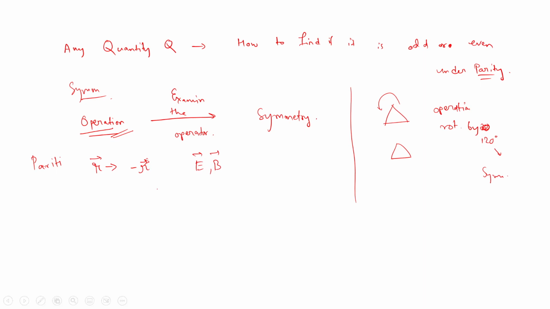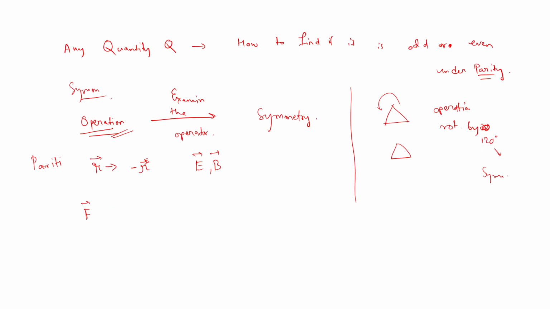Do you understand this concept? Yes, sir. Actually, it only shows the sign, negative and positive, right? In odd it will show negative and in even positive. Those are the two symmetry states, it can be either odd or even. Yes, that I will tell you.